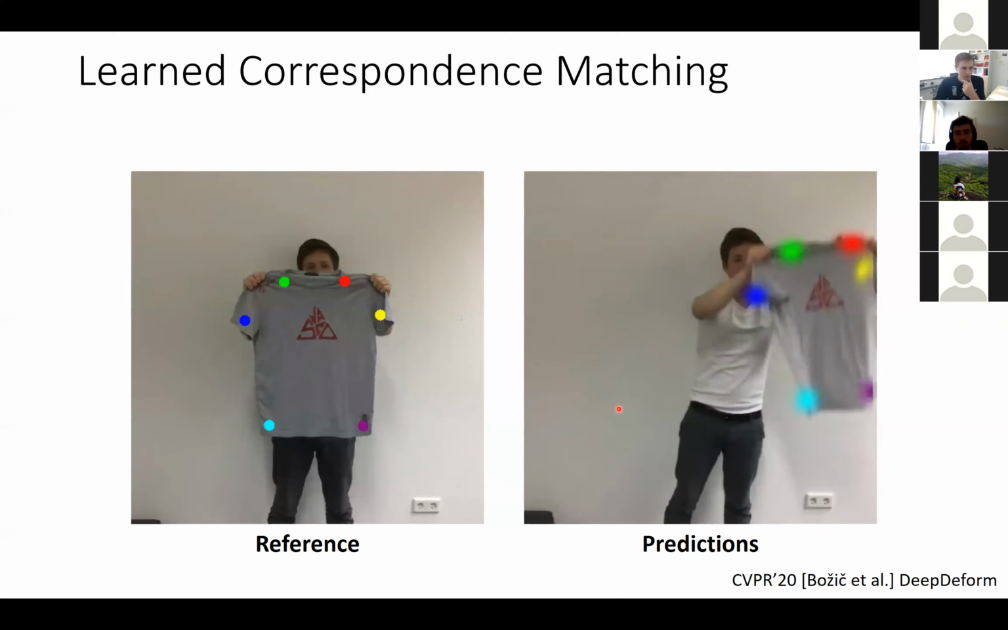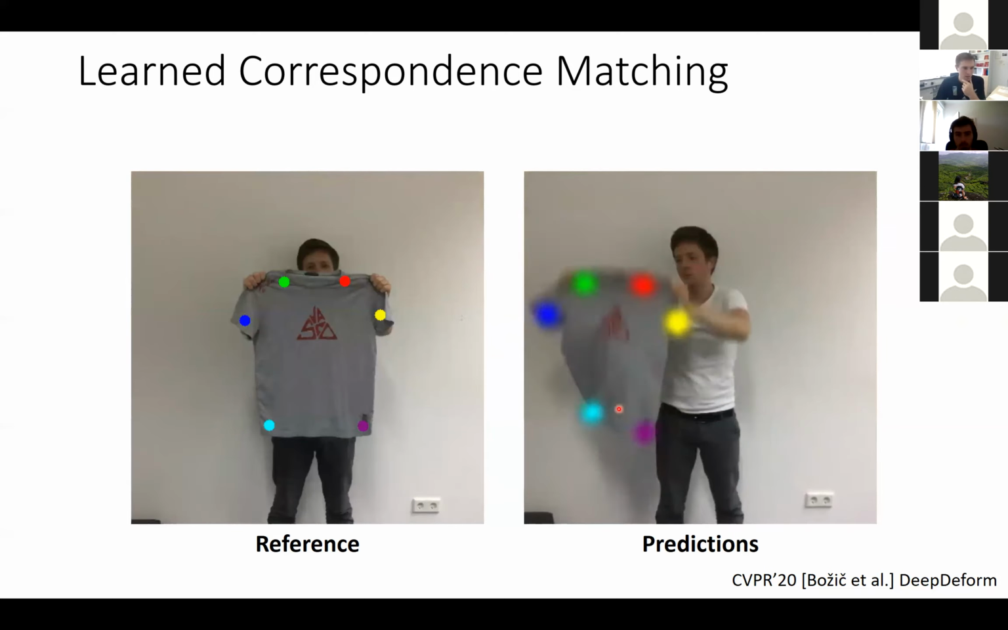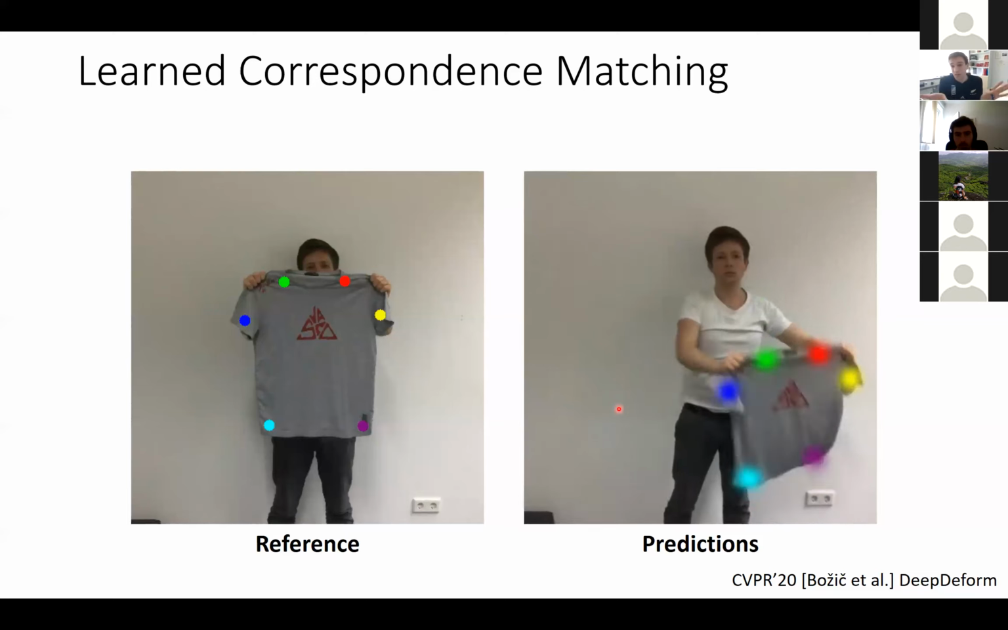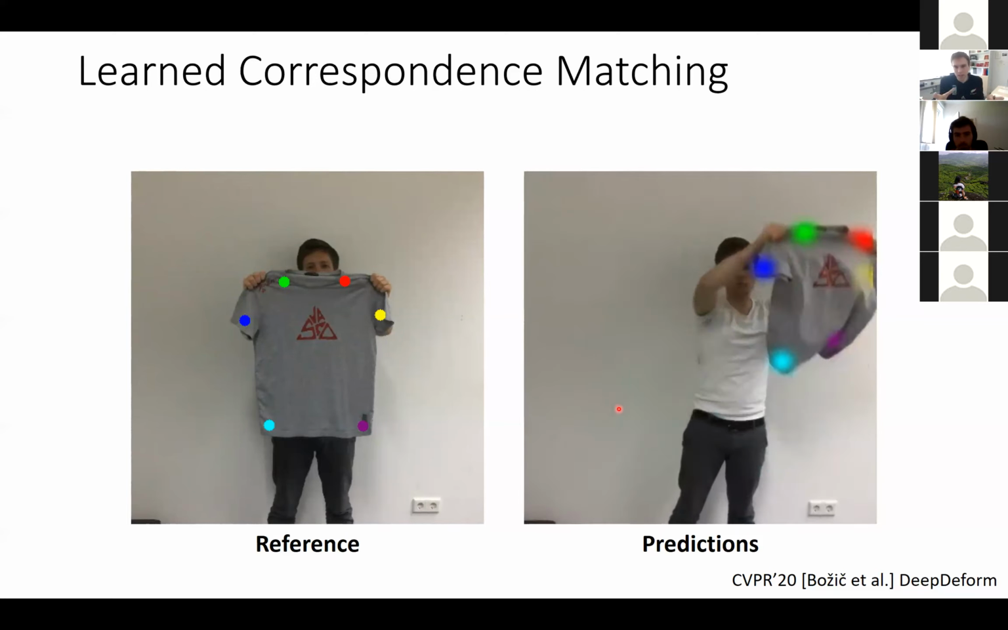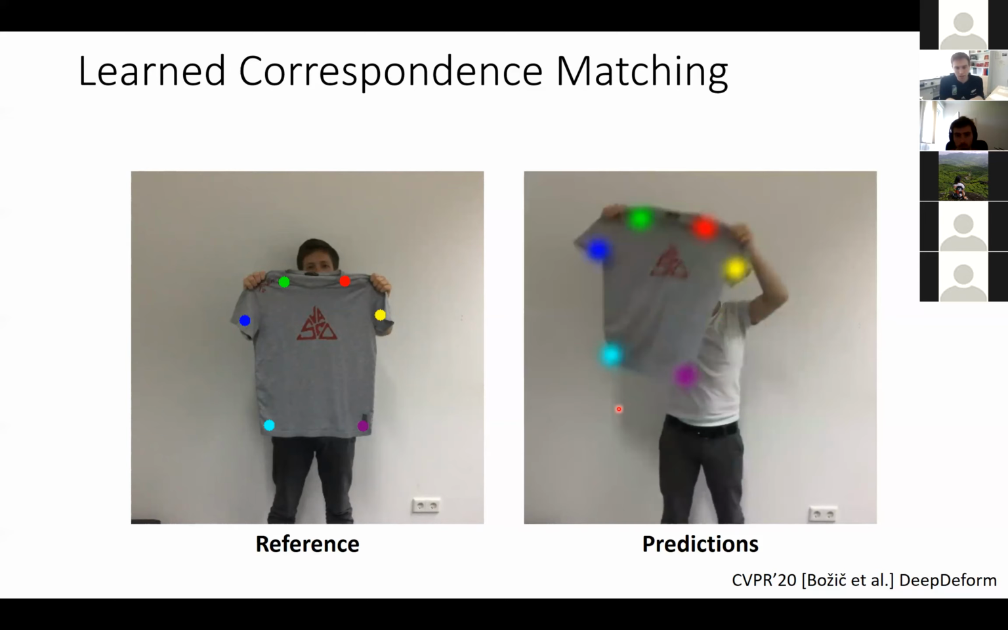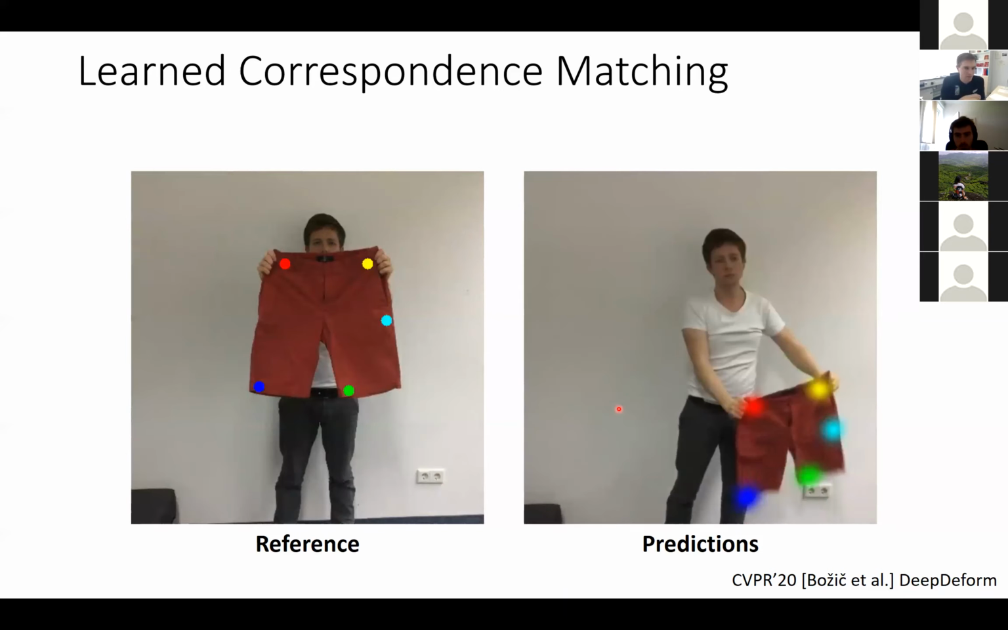We also have a few more sequences here. Again, this is completely unspecific. There's no prior about humans, no prior about clothing. This is a generic non-rigid prediction. So it's entirely driven by whatever data you're feeding in. Here's another example.